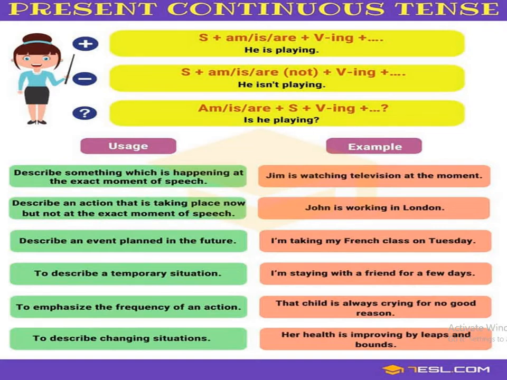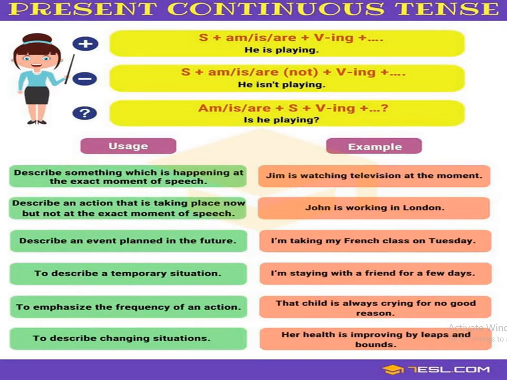I can even show you the usage and the examples, how these sentences are used. First, to describe something which is happening at the exact moment of speech, like at the time when we are speaking and the thing is also happening. For example, Jim is watching television at the moment. Right now when we are speaking, this action is taking place.